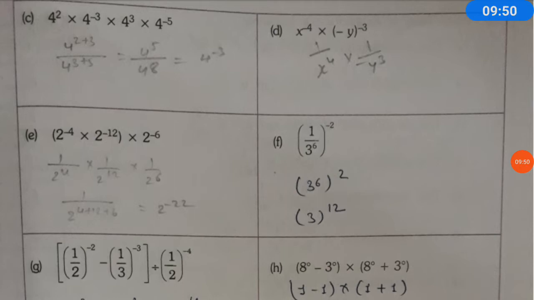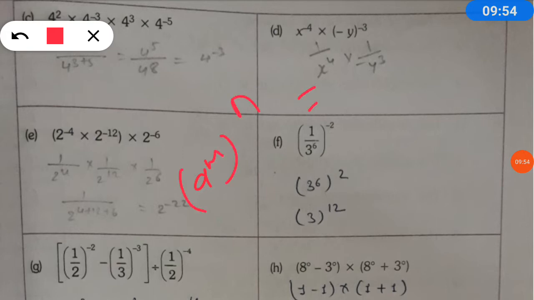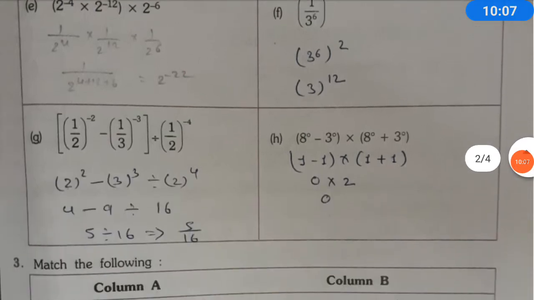As you know, the law of exponent is a to the power m whole to the power n is equal to a to the power m into n. So the same law will be applicable over here. 3 to the power 6 into 2, so that will be 3 to the power 12 is the answer. Next we are having G part.